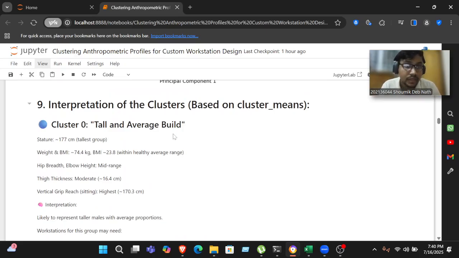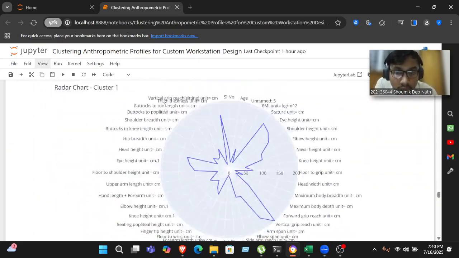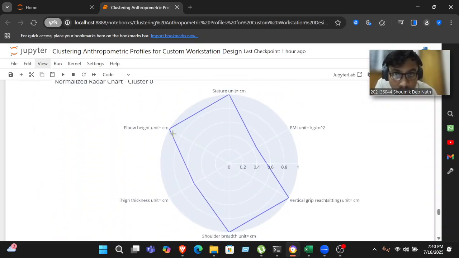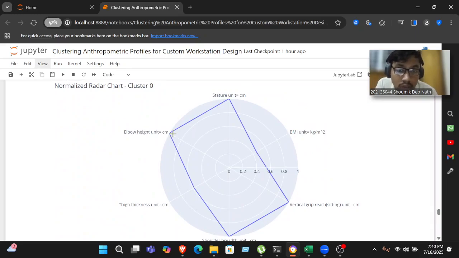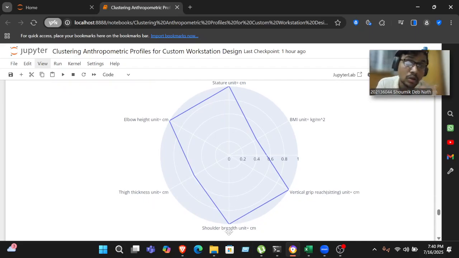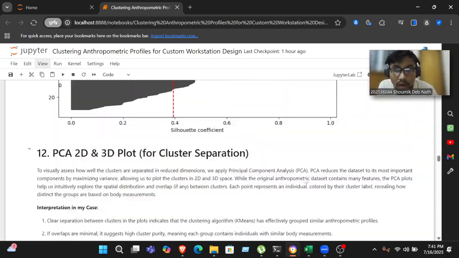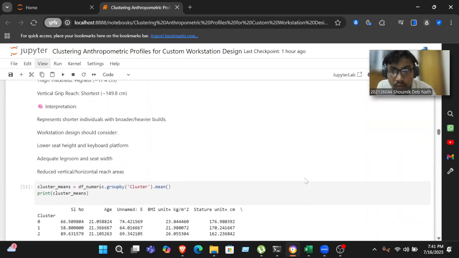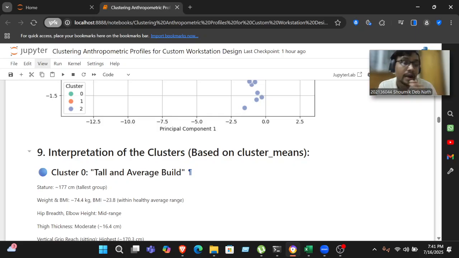So all these features literally indicate the tall build naturally. Straight units, elbow height maximum, and shoulder breadths are also maximum. Vertical grip reach, like reaching the maximum height. So it's obviously indicating a tall human being, right? From this chart, I have realized what cluster 0 actually means. So that's why I put this right here: tall and average build.